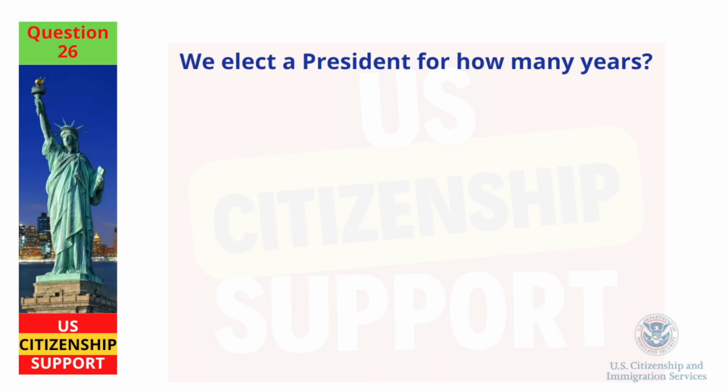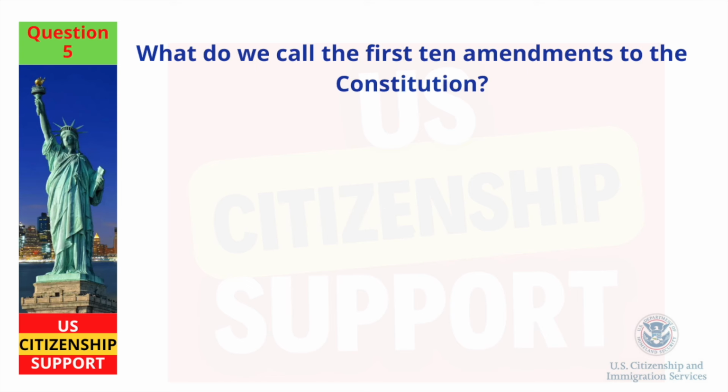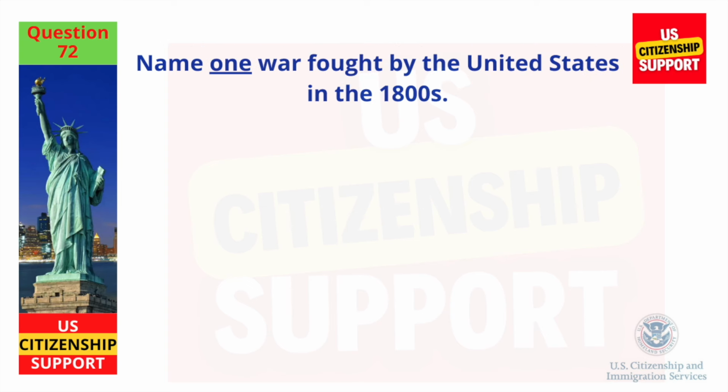We elect a president for how many years? 4. What do we call the first 10 amendments to the Constitution? The Bill of Rights. Name one war fought by the United States in the 1800s. Civil War.